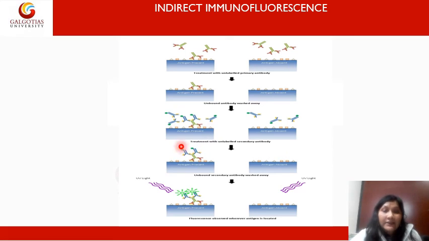Now you can see that in indirect immunofluorescence, two or more secondary antibodies can bind with primary antibodies. This will lead to a highly intense color, which will be observed under the UV microscope. This is how the indirect fluoroimmunoassay works.